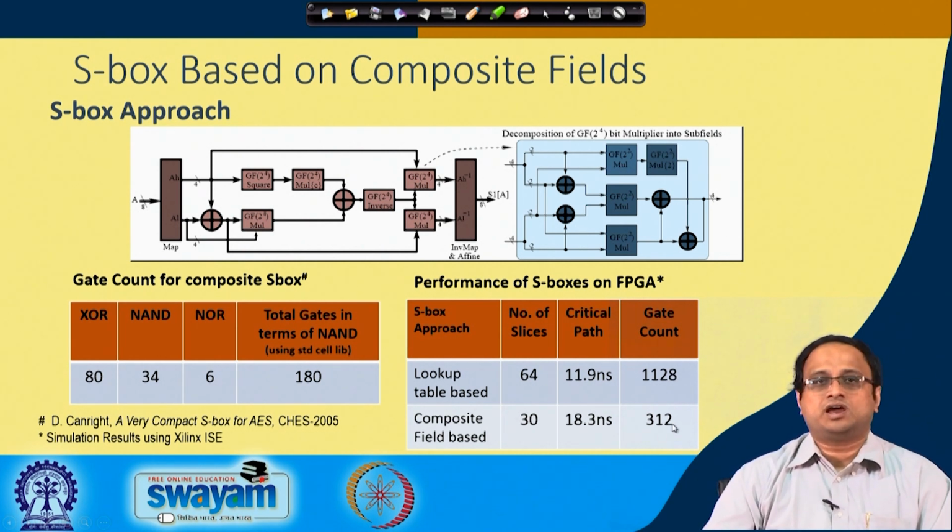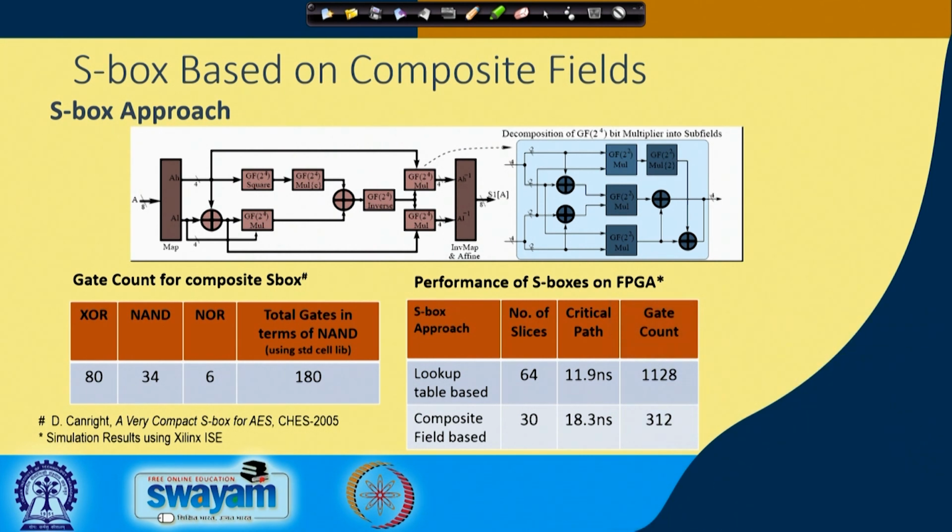Therefore, you can go for parallel implementations of the AES Sbox to alleviate the throughput issues, and you can get a very nice trade-off between throughput as well as area when you go for composite field implementations. And that shows the merit of composite field implementations.